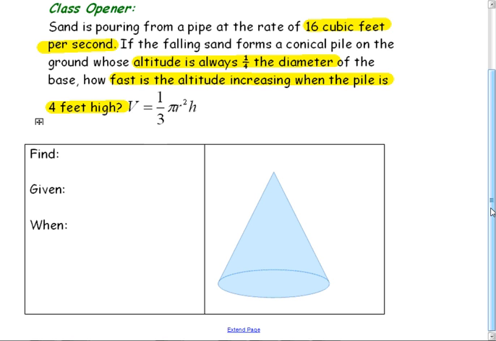Okay, so look and see what you got. Put some numbers in. What am I given? What do I want to find? Give you a second to try it. In cubic feet per second. It's the change in the volume over the change in the time.